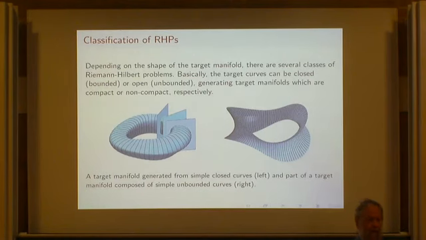So now, of course, we see immediately that there are different geometric types of target manifolds. A very rough classification says we can have closed target curves, then the manifold is torus-like, or we can have open target curves as for the linear Riemann-Hilbert problem. Then we get a band-like target manifold. You see two such examples here.